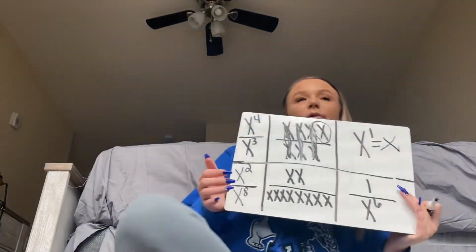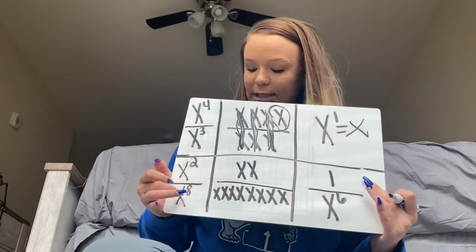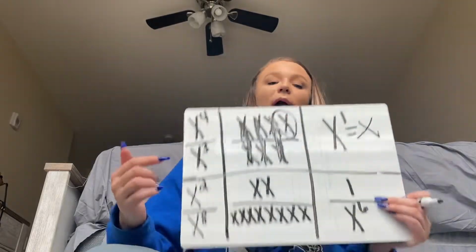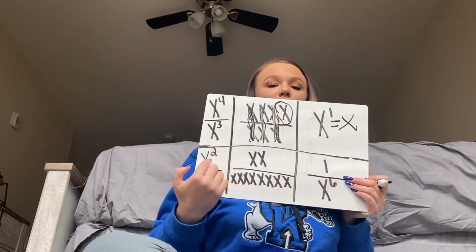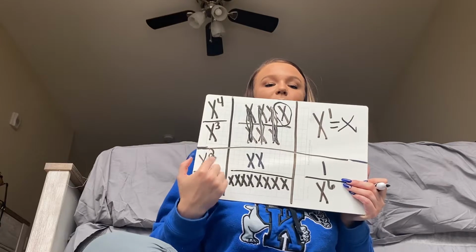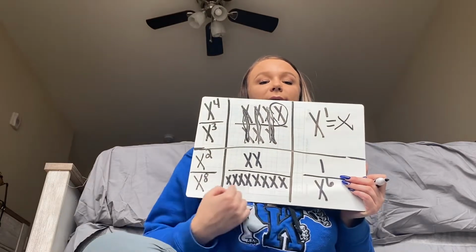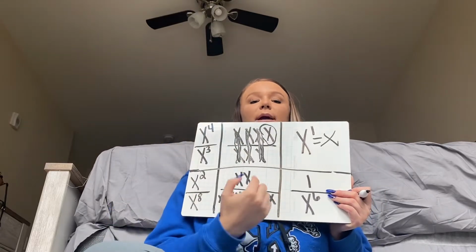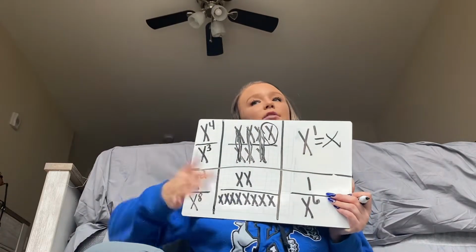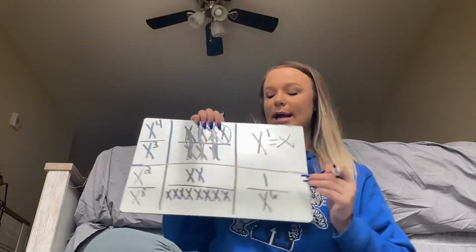All right, so now in this next one, we have x squared over x to the 8th. So what I did is I wrote all of them out just like before. So I have 2 x's right here to represent x squared, or x to the 2nd power. And then I wrote out 8 x's down here. So let's do what we did up here. Let's pick pairs on the bottom and the top to cross out like we can.